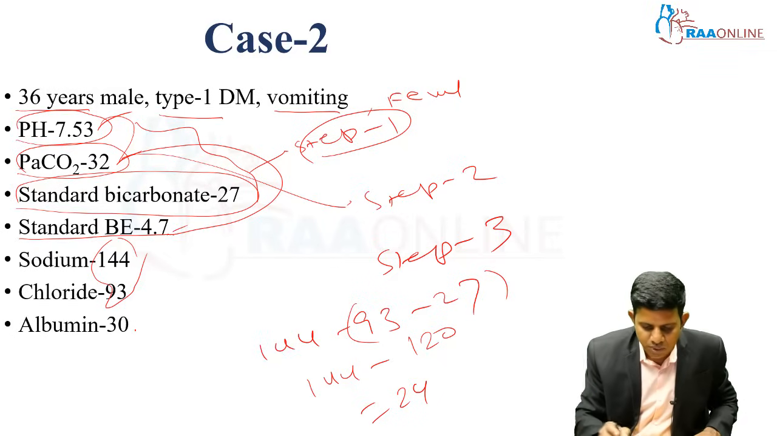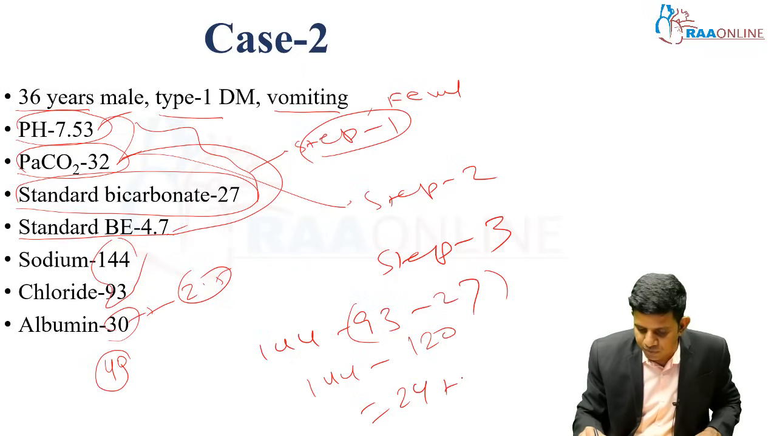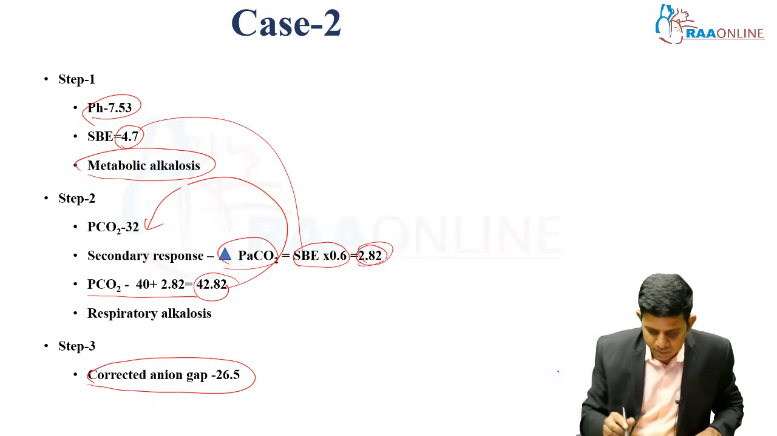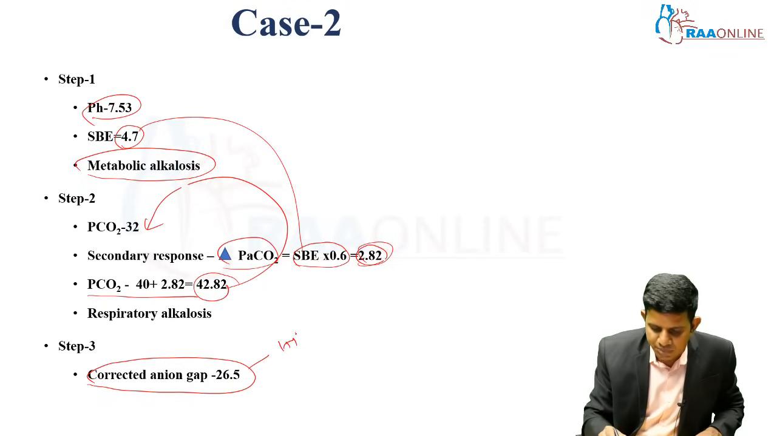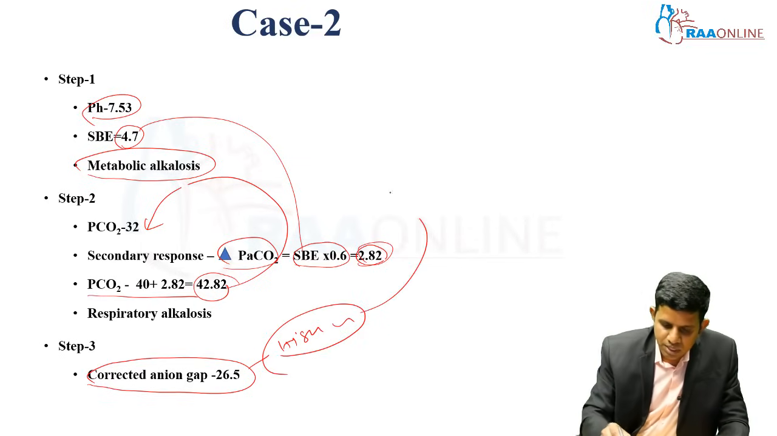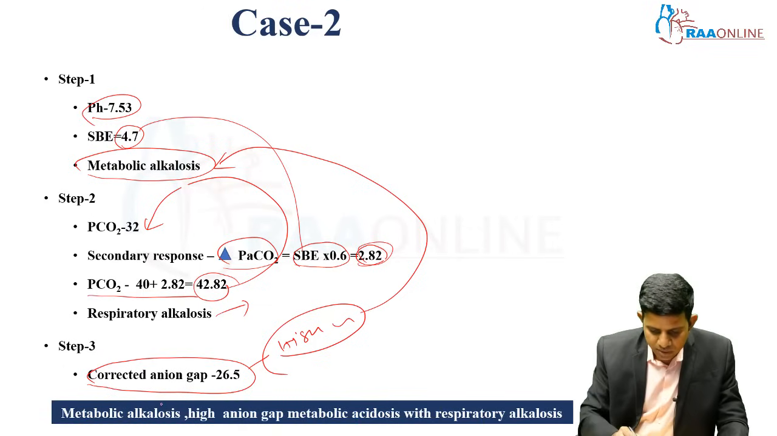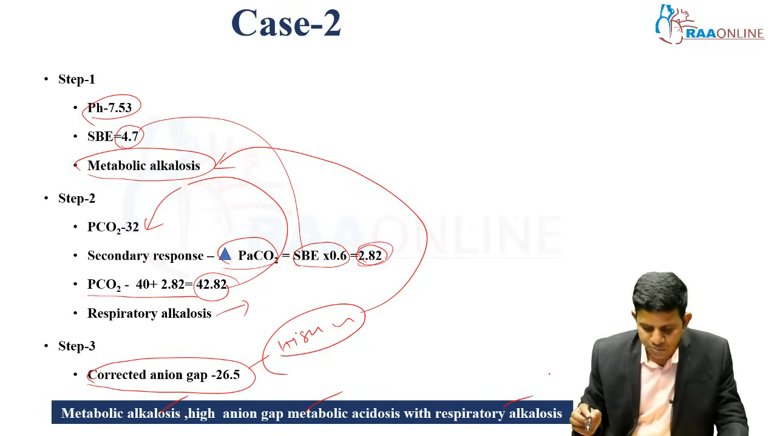If I correct it for the albumin, how much will it come to? The normal albumin is 40. For each 10 gram per liter drop in albumin, you have to add 2.5. So, there is a 10 gram difference between the normal albumin and the patient's albumin. So, I have to add 2.5. So, the corrected anion gap is 26.5. Okay. So, it is associated with a high anion gap metabolic acidosis there. So, the patient has high anion gap metabolic acidosis, metabolic alkalosis and respiratory alkalosis. So, metabolic alkalosis, high anion gap metabolic acidosis with respiratory alkalosis.